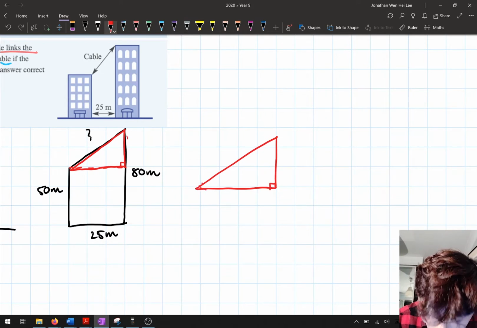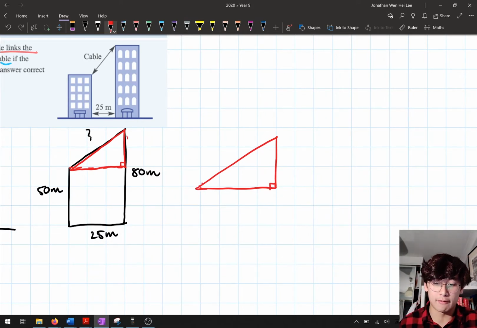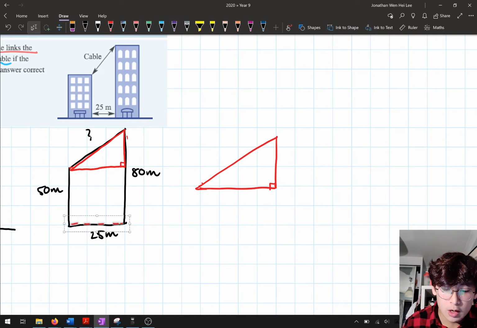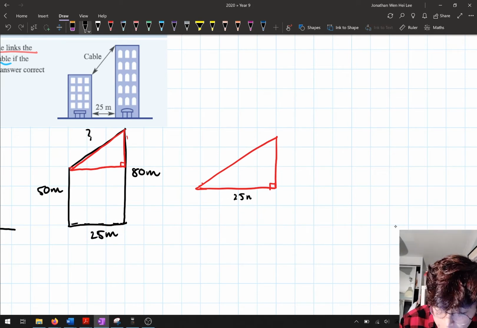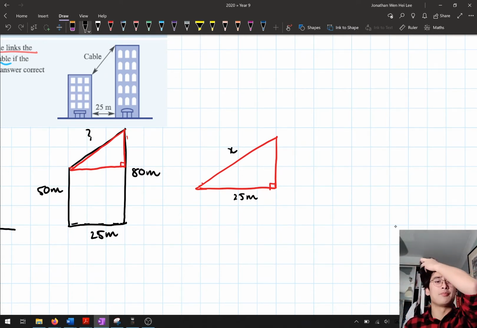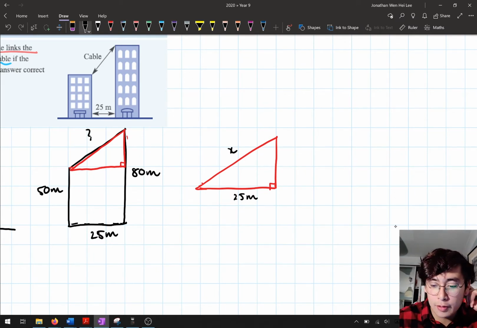Let's label the triangle and figure out what sides we have. Well, the first side that I can immediately put on is, if you notice this bottom length over here matches up perfectly with my 25 meters. So this bottom side over here is 25 meters. I don't know what the length of the diagonal is. That's okay. I'm going to label that X. And I still have this final missing side. How can I find the length of this third side, this vertical side over here?